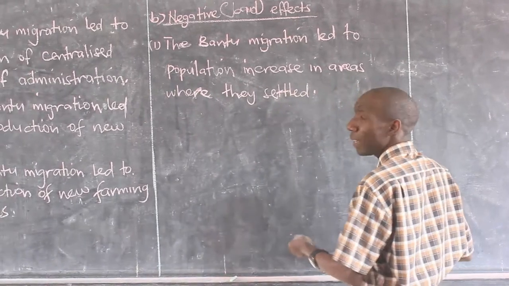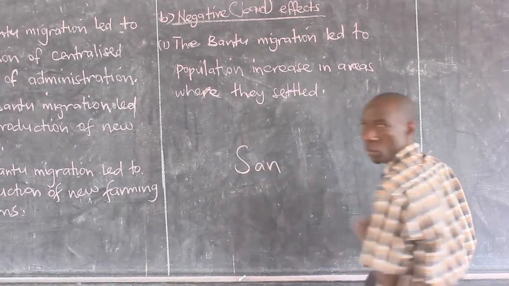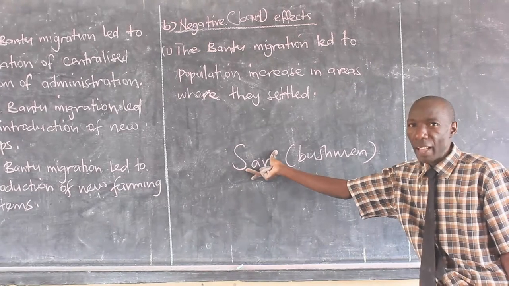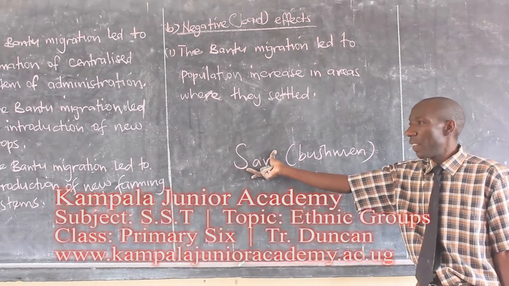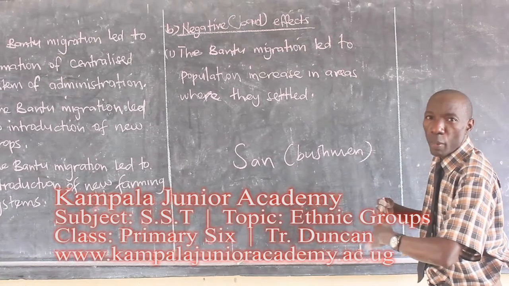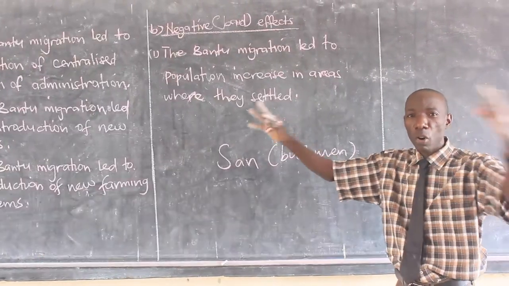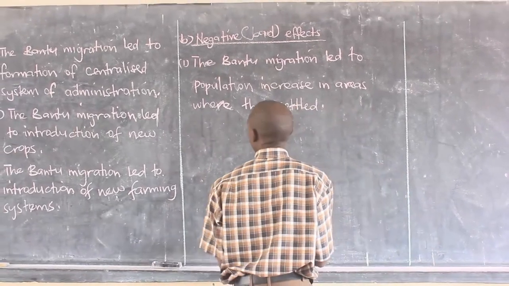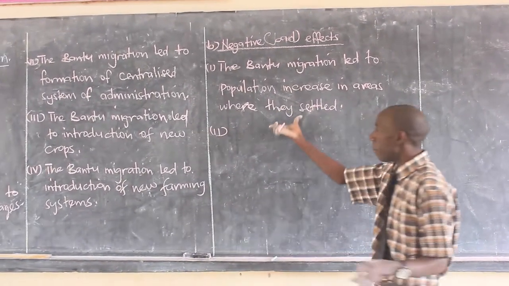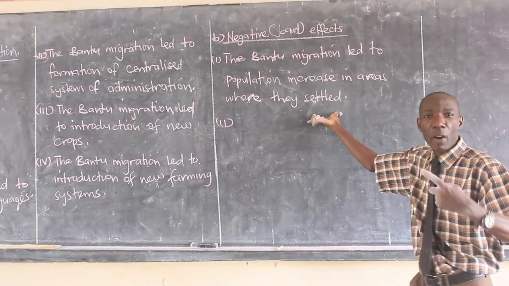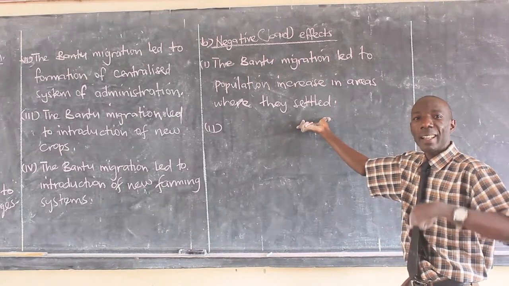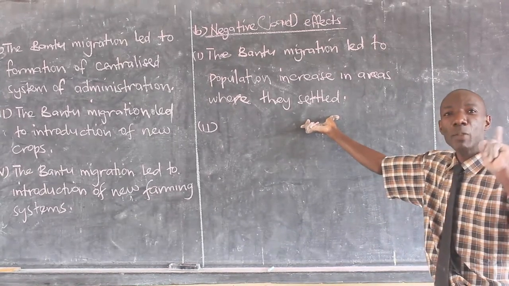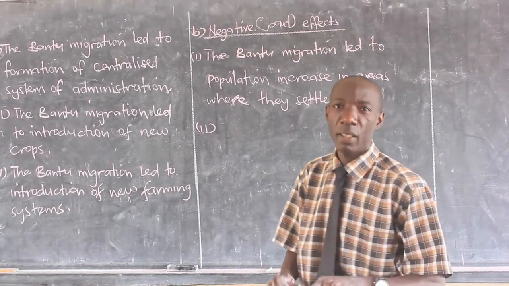The original inhabitants were the San or the Bushmen. After the San had seen that the population had grown, then they had to move to other places and the Bantu occupied such areas. Another negative effect was, since the Bantu were farmers and they wanted more land to carry out their farming, they cleared the forested areas where they settled, which was bad. They affected the environment of East Africa.